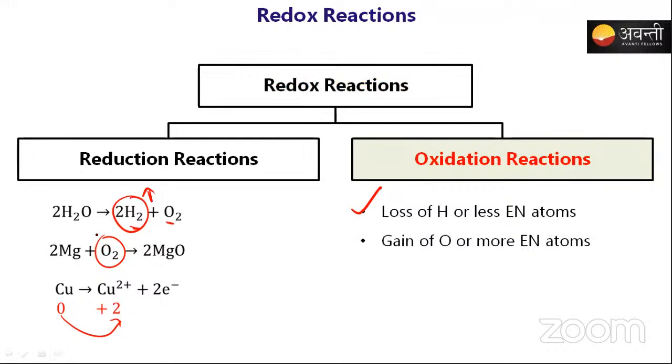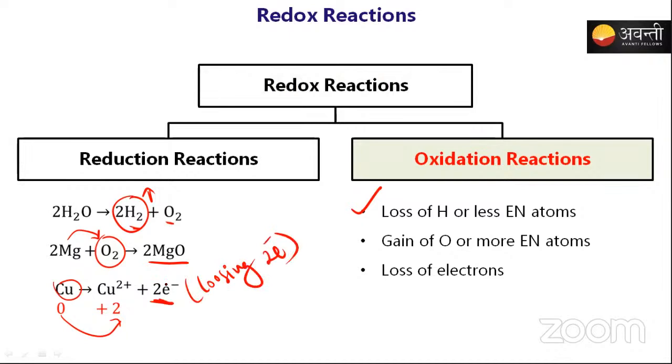You can see here magnesium is gaining oxygen to become 2MgO, right? Whereas you can see the third one, that is loss of electrons. You can see copper is going to lose these two electrons. Copper is losing two electrons. When copper is losing two electrons, again we are going to call it oxidation number.